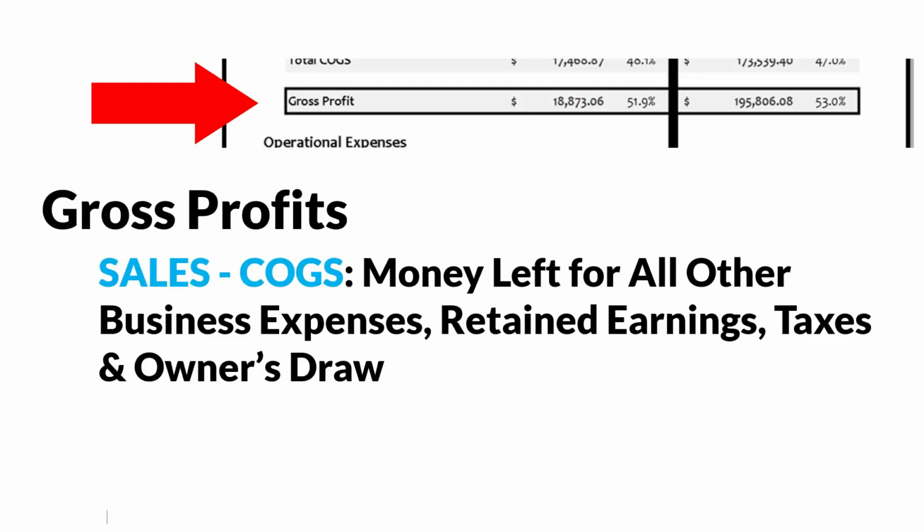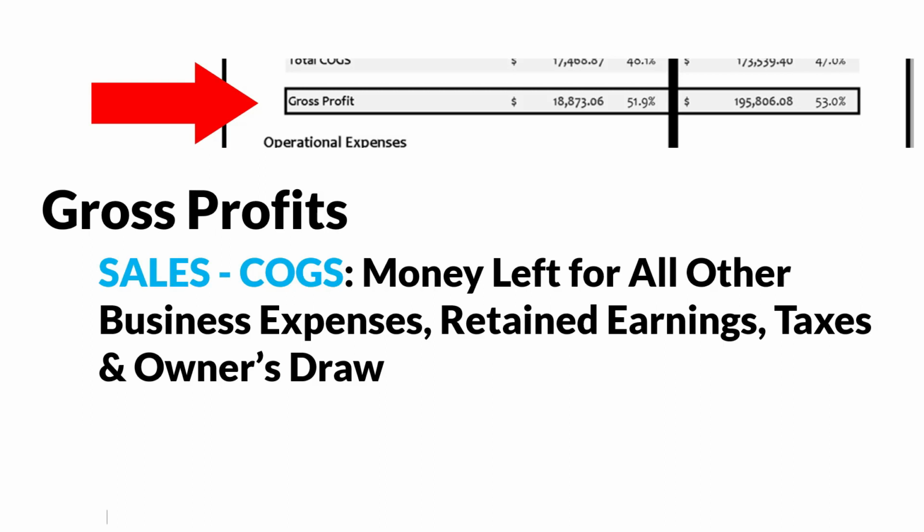It's the money that's left over for all other business expenses, retained earnings, taxes, and owner's draw. So what you do is you just take your sales minus those cost of goods, and that's going to tell you what your gross profits are. A lot of times when you hear people talking, they'll talk about their gross profits. What they're referring to is the money they've made prior to paying anything else that they owe in the business.